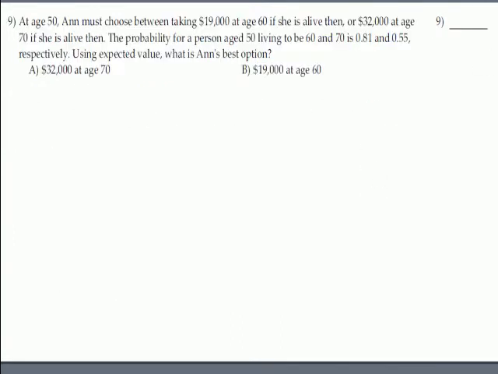Number 9 reads, at age 50, Anne must choose between taking $19,000 at age 60 if she's alive then, or $32,000 at age 70 if she's alive then. The probability for a person aged 50 to be living at 60, according to this problem, is 0.81, and 0.55 to be alive at 70. You may recognize these numbers from our assignments that we've done. Those are horribly unrealistic.